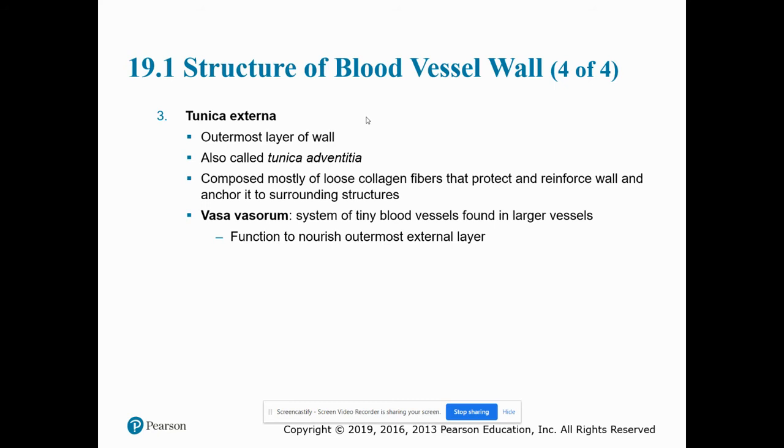The outermost layer is called the tunica externa. It's also sometimes called the tunica adventitia. I will continue to call it the tunica externa. It's composed mostly of loose collagen fibers that are going to help to protect and reinforce the wall, as well as anchor it to surrounding structures. In larger vessels, there's sometimes found something called the vasa vasorum, which is a system of tiny blood vessels that function to nourish that outermost external layer.